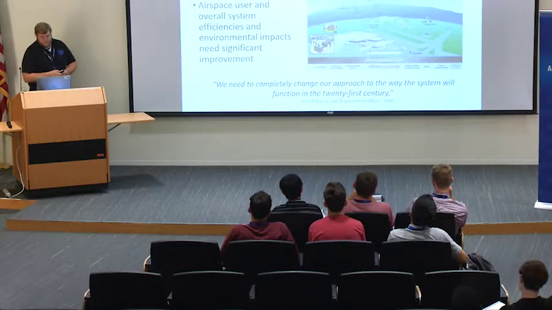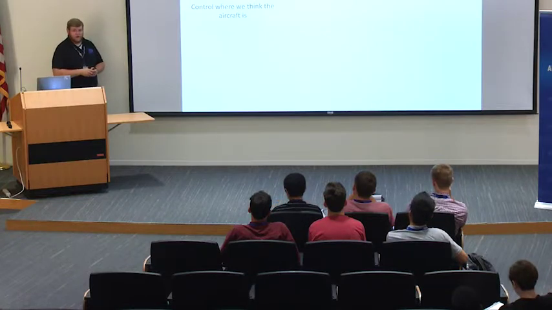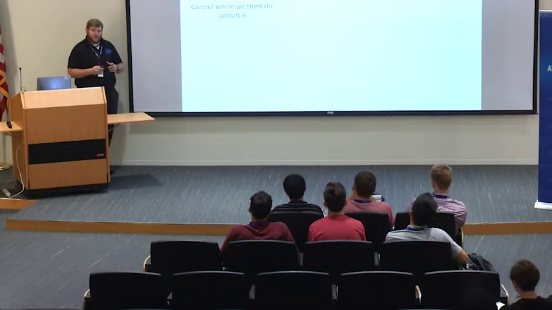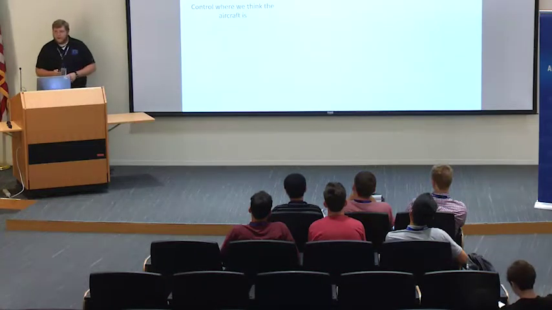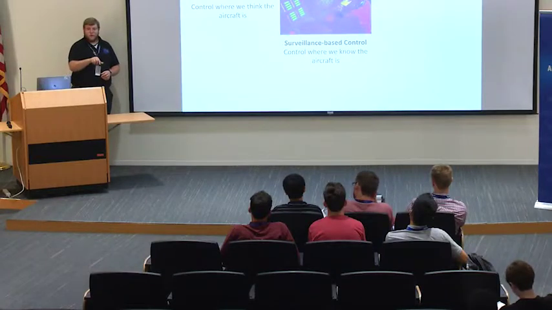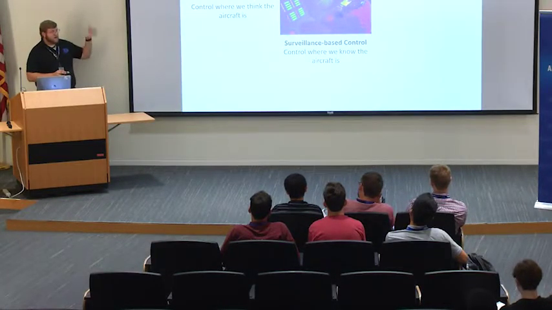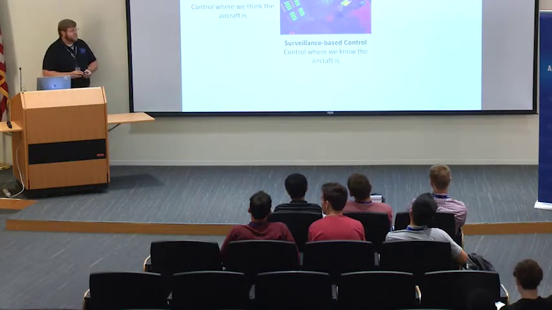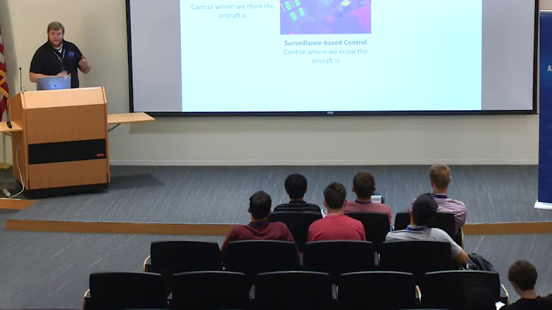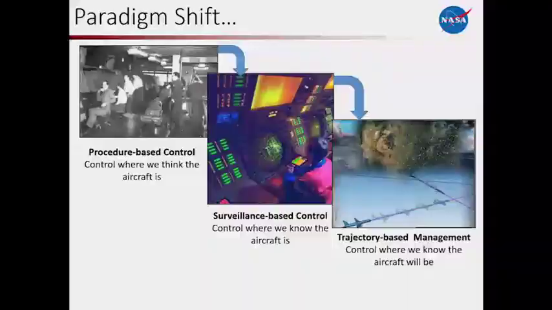So how are we going to get there? Well, I talked about procedure-based control. That was in the early days, where we controlled where we think the aircraft is based on position reports. We then moved to surveillance-based control, so now we're controlling where we know the aircraft is. And we're still doing that today, even as radar is being overcome by new technologies, satellite-based technologies and GPS-based technologies. So where do we go in the future?